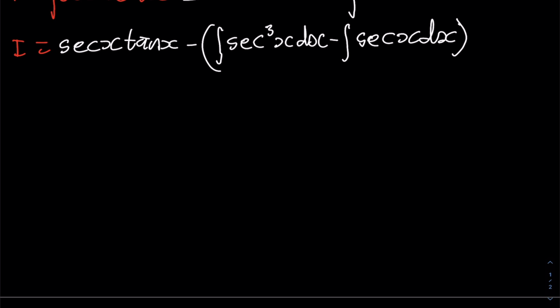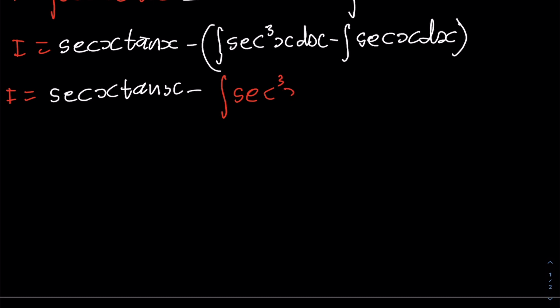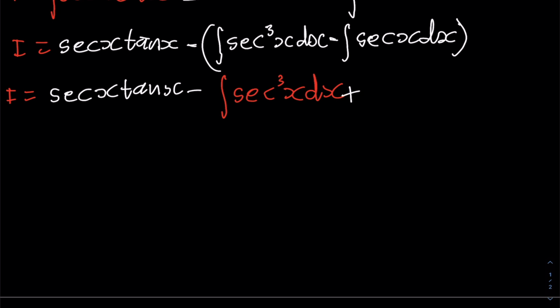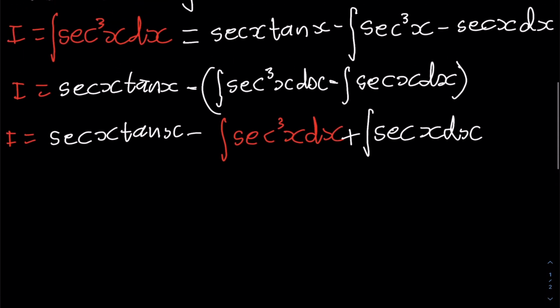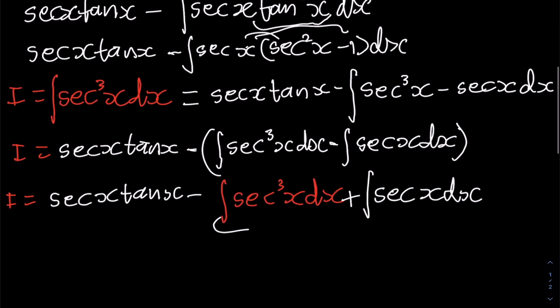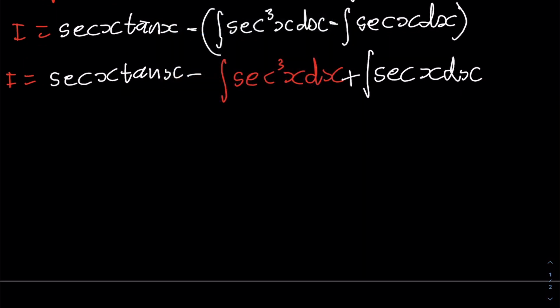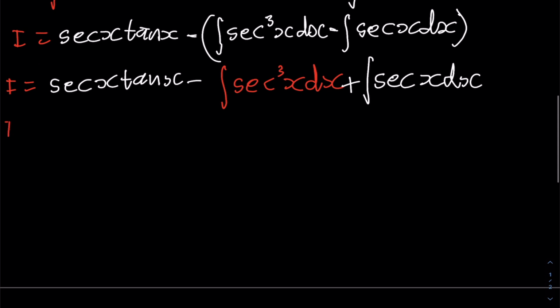So now let's continue working on this, because it gets interesting once we distribute the negative to the bracket. So here we see that we get I is equal to secant x tangent x. Now here we have a minus integral of secant cubed x dx, and this minus becomes a positive, so now we add the integral of secant x dx. And I did that because the integral of secant cubed x is our original integral, I. So what we really have here is just an equation where we have to solve for I. And this is the case where we have a repeated integral.